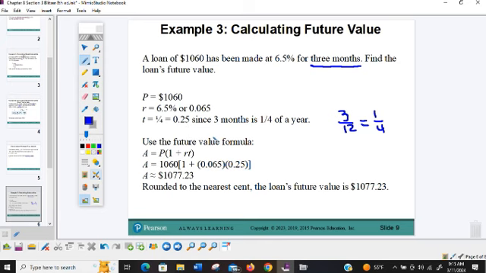Now let's use the formula. Principal times 1 plus the rate times time. Multiply this first, add 1, and then multiply by 1,060. Now, most of you have a scientific calculator that does order of operations for you. You can plug this in, and it will give you $1,077.23. So what we just found is that if we get that loan, what we'll end up paying back by the end of 3 months.